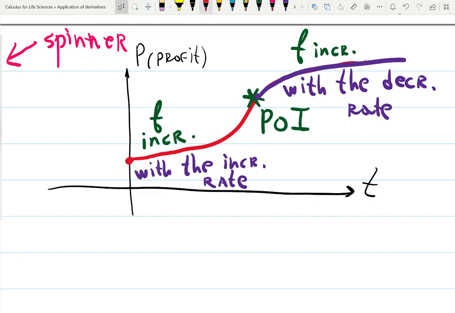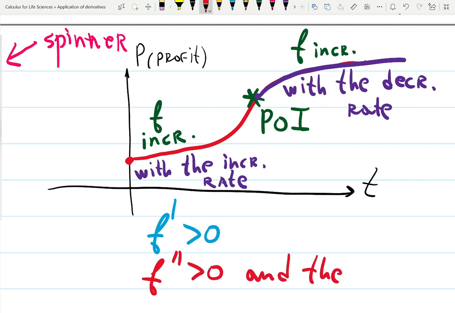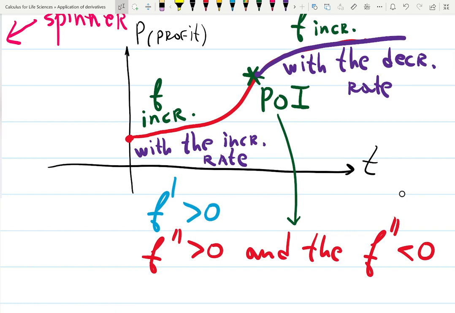So that means, let me choose the color. The first derivative is positive all the time, but the second derivative is positive first, and then the second derivative is negative after the point of inflection. That is also what I wanted to point out. The point of inflection changed the sign of the second derivative, so it was concave up, and then it became concave down. And we're going to practice this terminology and ideas right now quite a lot.